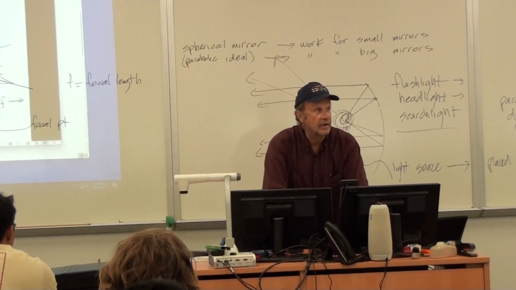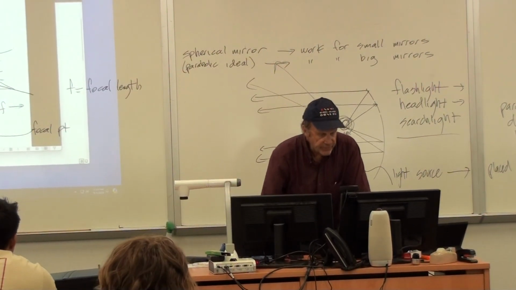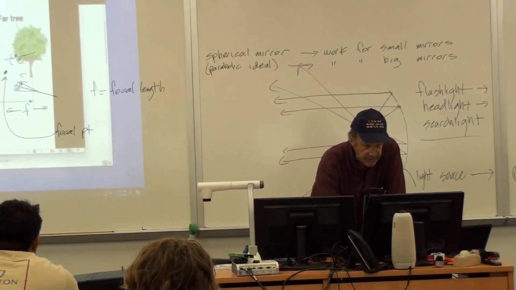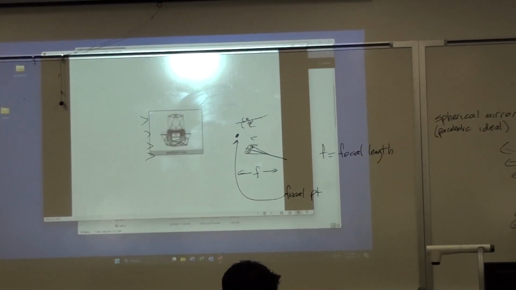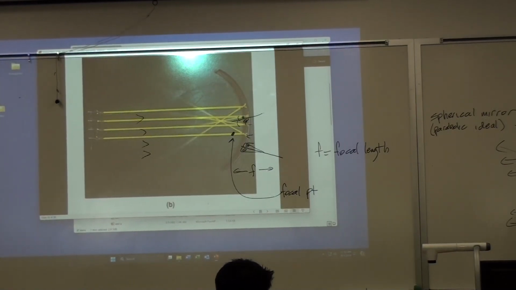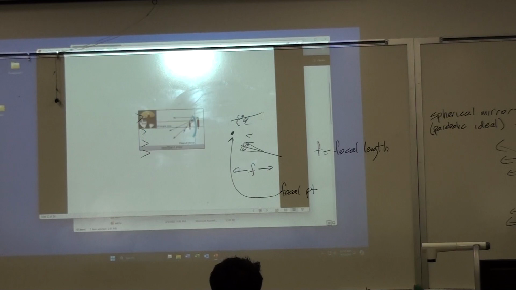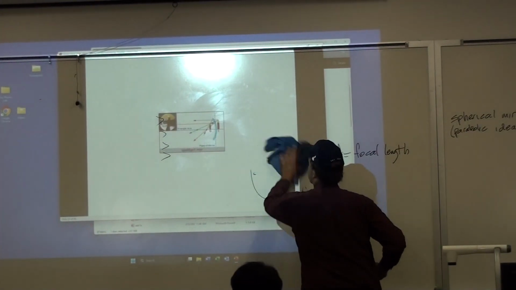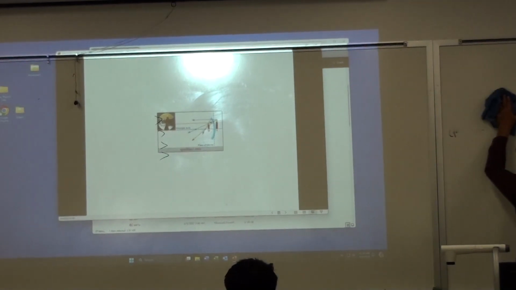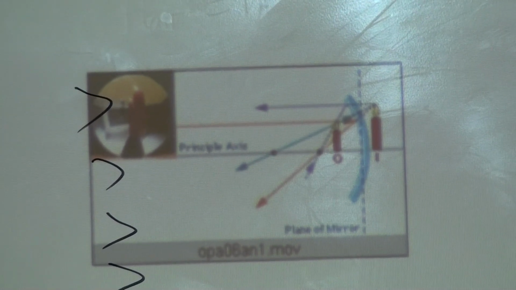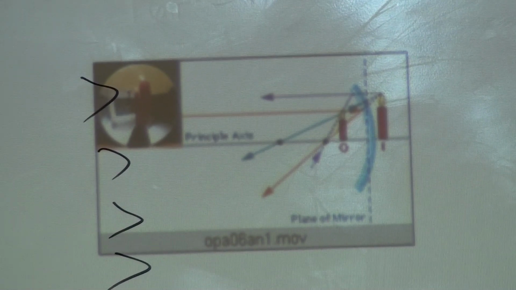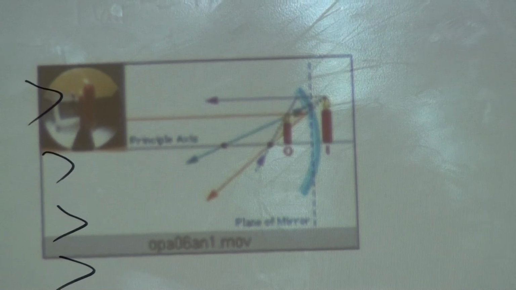Are there any questions about that? Okay, once we've established that, the next thing we might want to do is take a quick look at how we can form images, the different kinds of images that you can form with a curved mirror. And they can be broken up into two categories.